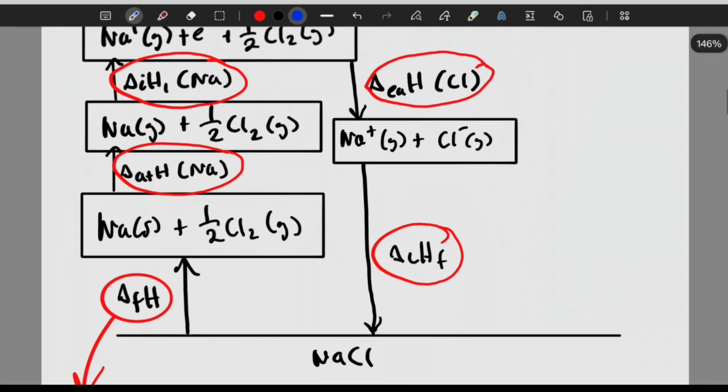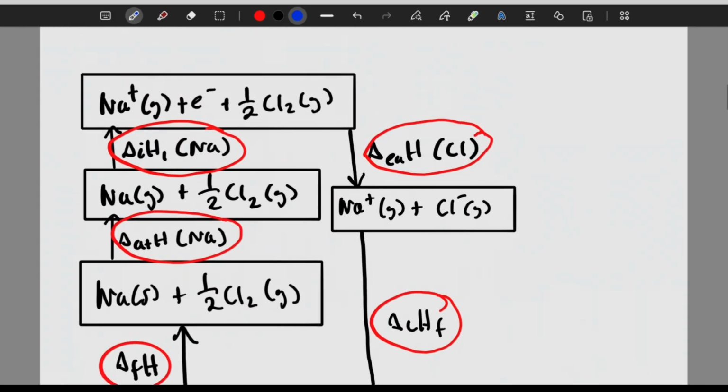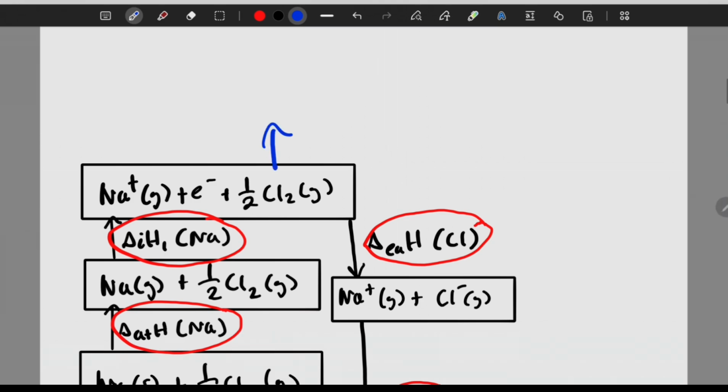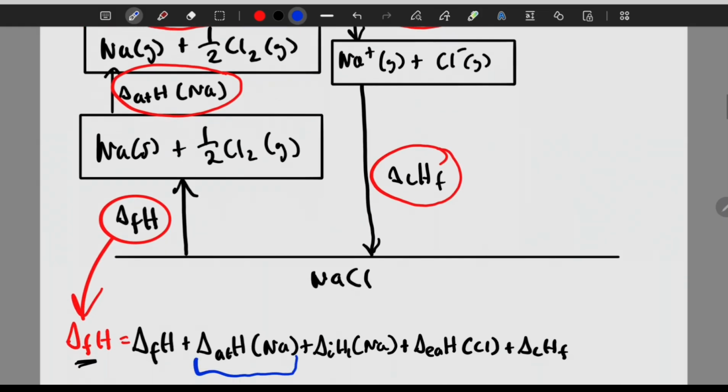And basically that's how the Haber cycle works. So for example, if there's more here and there's more here, whatever, you have to add all of them. You have to add everything in the Haber cycle to have the enthalpy of formation, which is your whole equation.